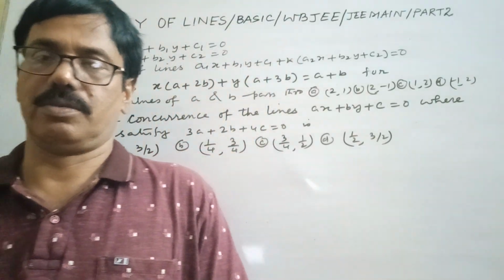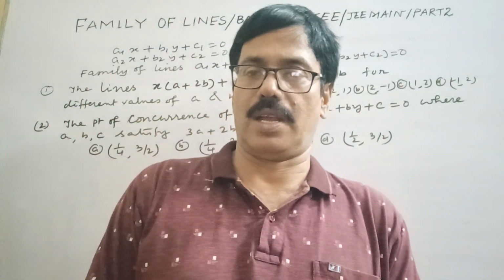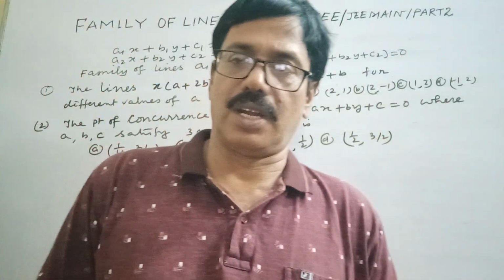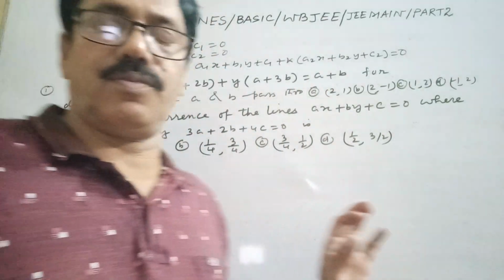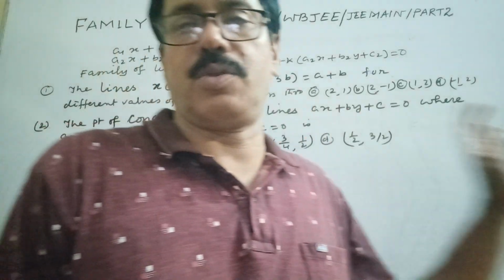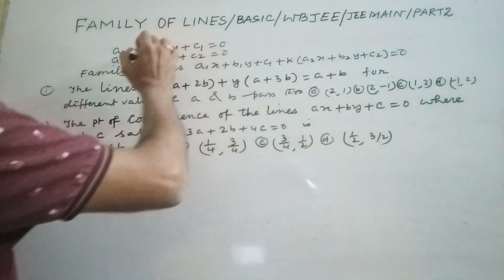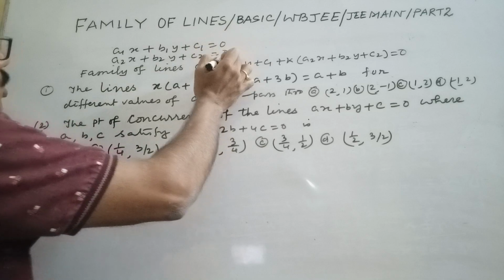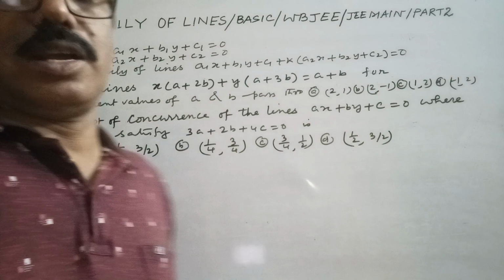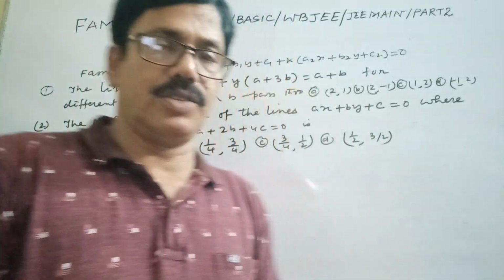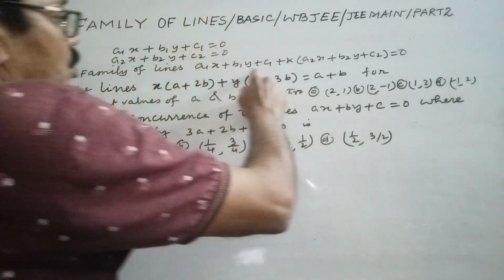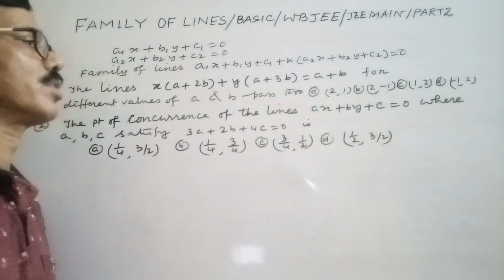Welcome everyone. We are discussing family of lines. In the previous class, I discussed 5 problems of family of lines. Two equations are given: a1x plus b1y plus c1 equals 0, a2x plus b2y plus c2 equals 0. What is the equation of the family of lines through their intersection? The formula is first equation plus k into second equation equals 0.